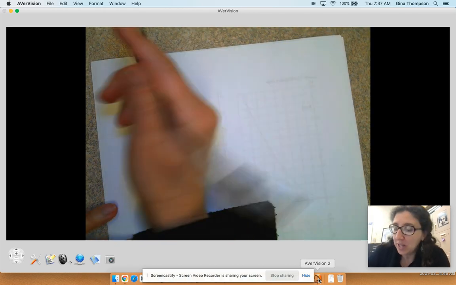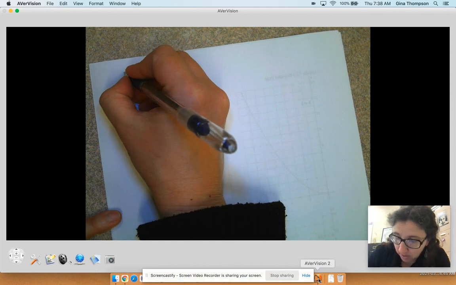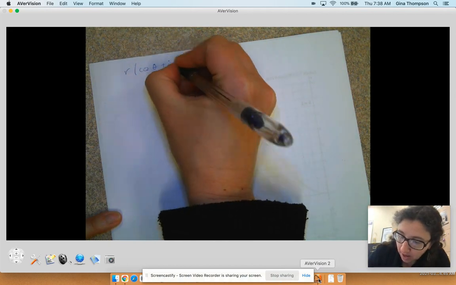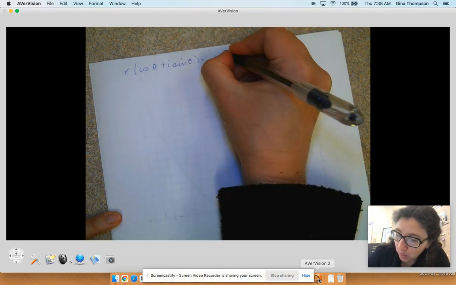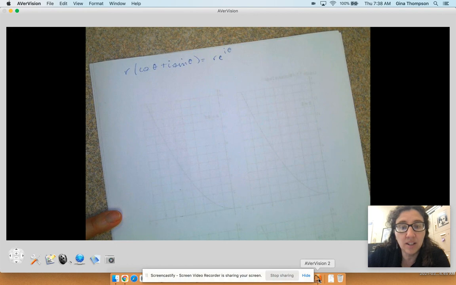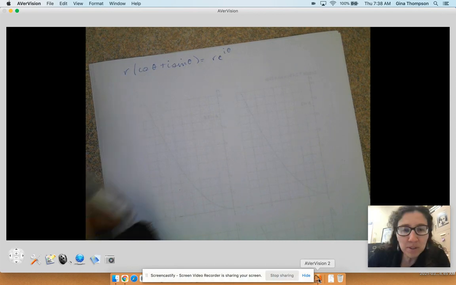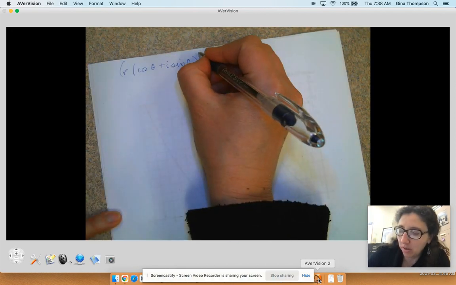Okay, so we're still going to be using Euler's formula to derive this. If we have r times cosine theta plus i sine theta, we're still going to use the fact that this is equal to r times e to the i theta. So what happens if we raise this to a power?